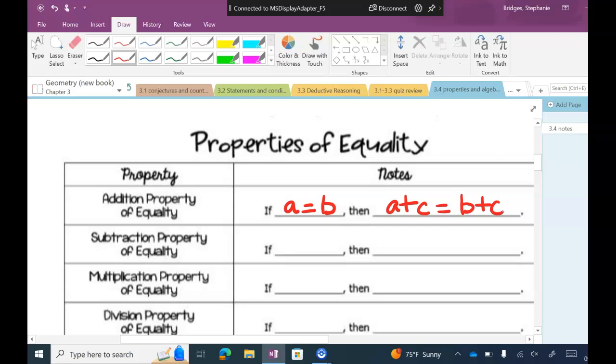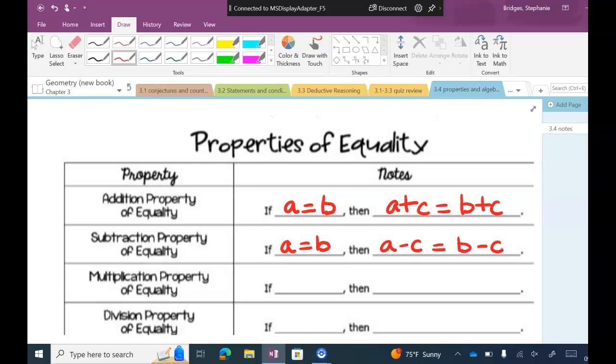Okay, then we have the subtraction property of equality, which is very similar. If some number A is equal to some number B, then I can subtract the same thing from both sides of the equation. It will still stay equivalent. So A minus C is going to equal B minus C. Just like when you're solving an equation. If you had 2x plus 3, you would subtract 3 from both sides, which would be the subtraction property of equality. So far, so good?